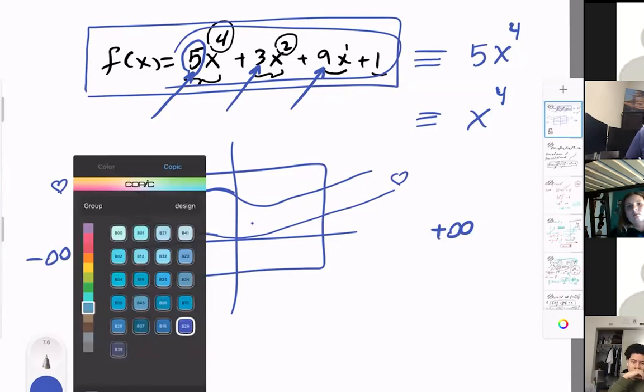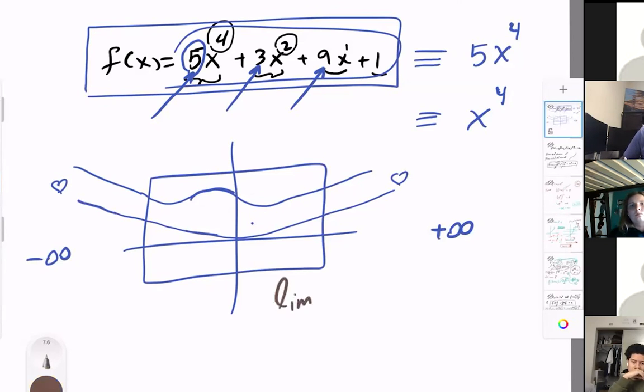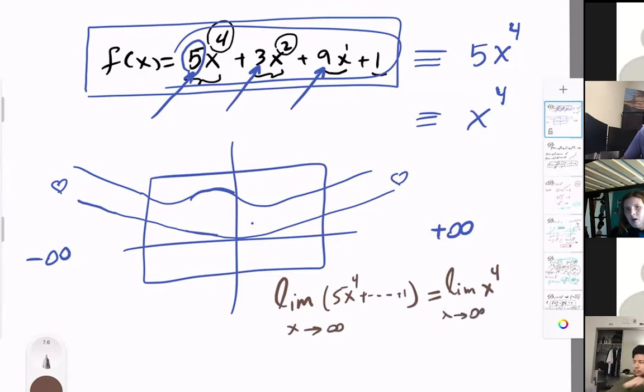So my point is, the limit of this 5x to the power 4 plus everything else here will be the same as the limit of x to the power of 4 when x goes to infinity. So the idea is that in the long term, at negative infinity and positive infinity, they have the same behavior. All right, guys, I'm going to stop here. It's going to be too much for you guys.